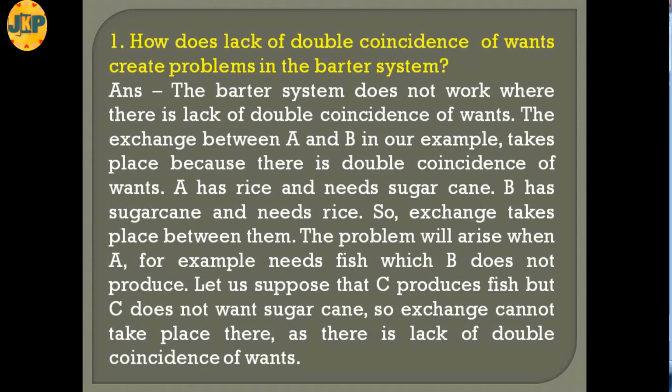So exchange takes place between them. The problem will arise when A, for example, needs fish which B does not produce. Let us suppose that C produces fish but C does not want sugar cane. So exchange cannot take place in this situation as there is lack of double coincidence of wants.